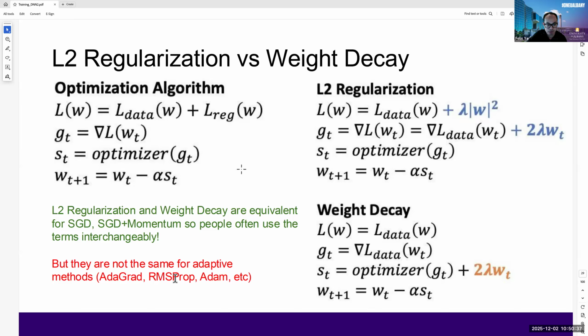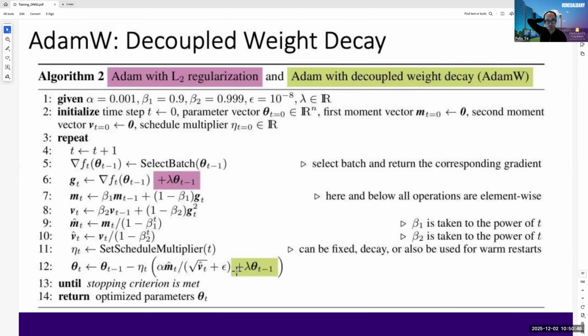So basically, if we have adaptive methods, these two things will be different. All right, so there is AdamW. I'm not going to get into this; it's more complicated. Basically, we are doing Adam with L2 regularization and Adam with the decoupled weight decay. These two things we can still add on, but it will be different.